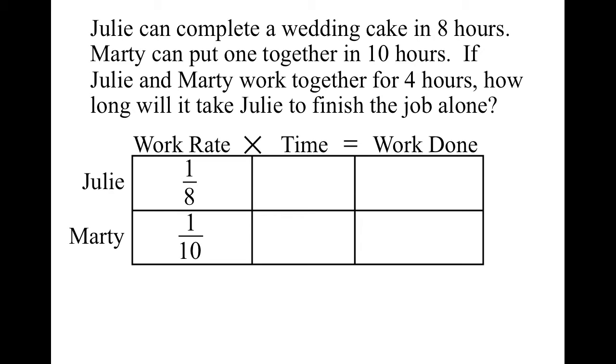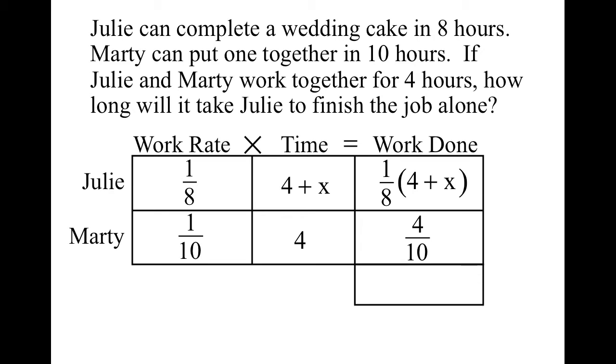Except Julie works an unknown amount of time after that. So how are we going to show that? With a plus x. And Marty's just going to be 4. Now, the work done is Julie's is 1/8 times the quantity of 4 plus x. Marty is 4/10. And I multiply across. Now I add those up, going up and down, and what I get is 1 complete job. So the equation is 1/8 times the quantity of 4 plus x plus 4/10 equals 1.